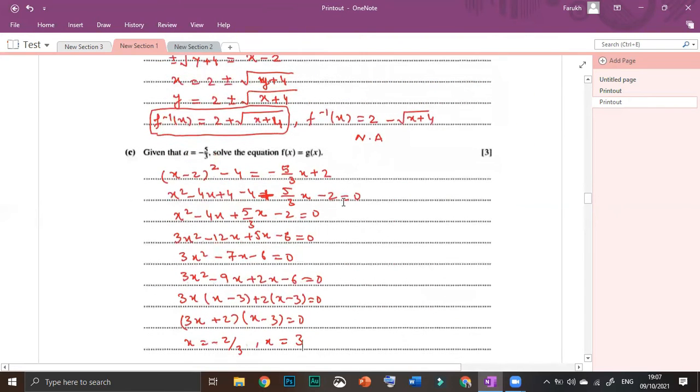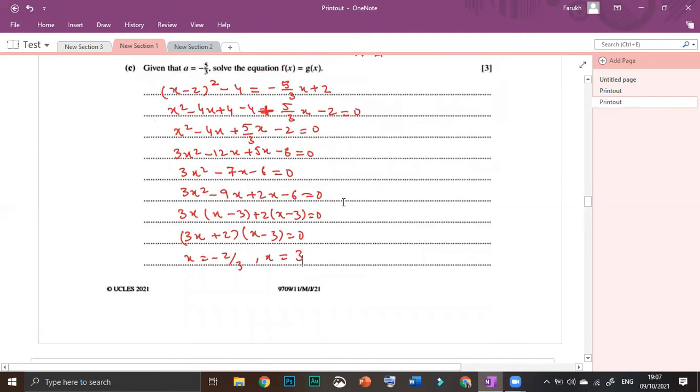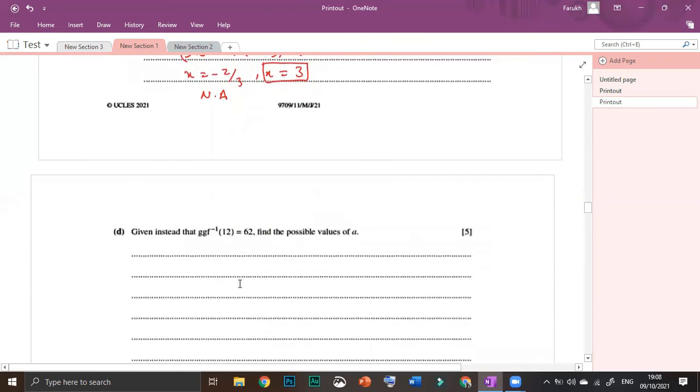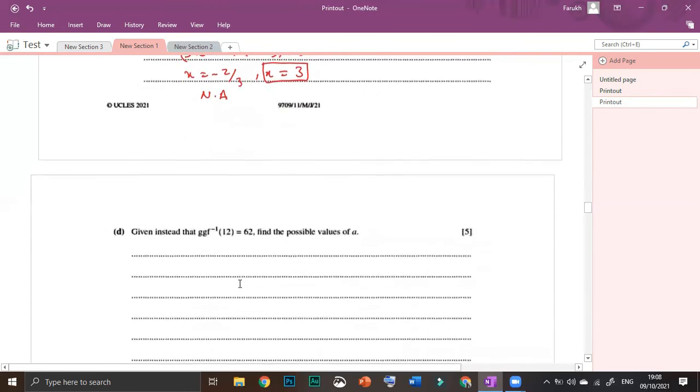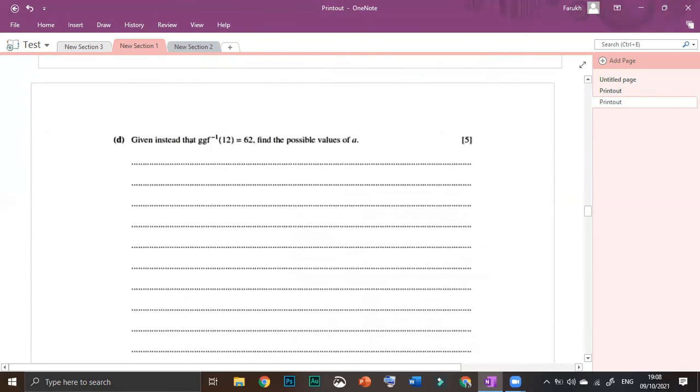Now we will pick the answer which is greater than 2, and x is equal to 3 is the final answer. This one is not applicable. You must check this, and below the one that is not valid, you have to write that this one is not valid.